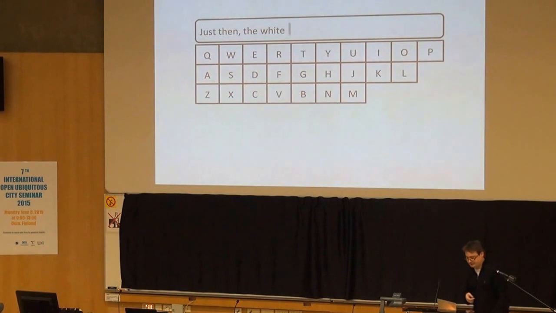So basically, how does a gesture keyboard work? Well, we've written some text, just then, comma, they're white. Let's say we want to write rabbit. So typically you hit the R key, you hit the A key, you hit the B key twice, then you hit the I key, and then you hit the T key. Which is a bit silly, right?